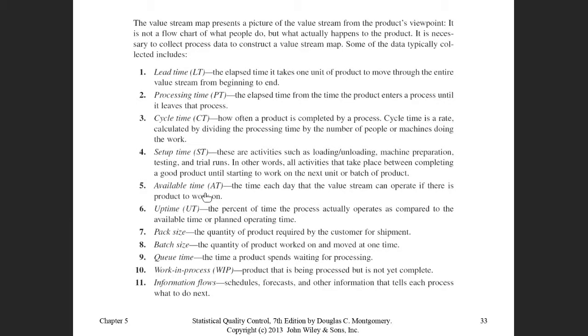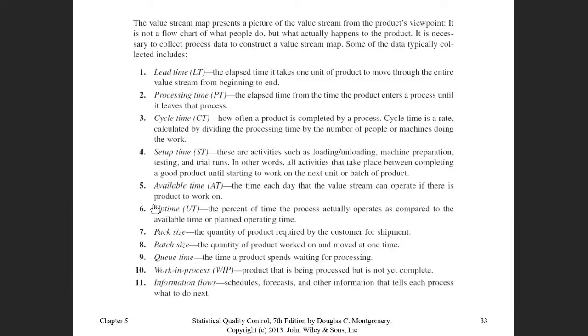Available time is the time each day the value stream can operate if there is product to work on. If there is a product to work on, that's considered available time. If not, that means the product is not working or the process is not working. The uptime is the percent of time the process usually operates compared to the available time or planned operating time. That means it is also comparing the available time to the actual operating time.